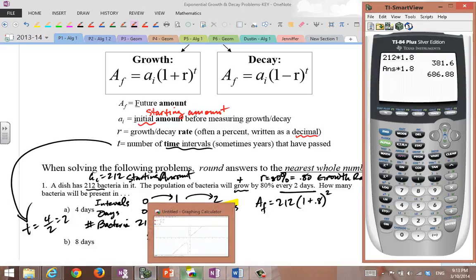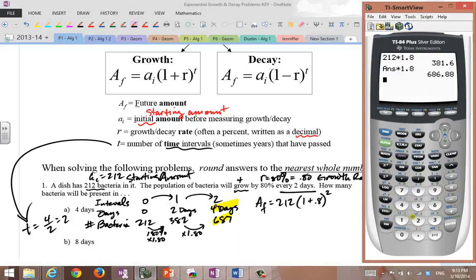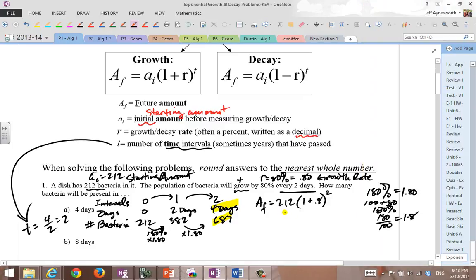Now watch this on the calculator. I'm going to get the same answer, but in this one single calculation, I'm going to take 212, multiply it by 1 plus 0.8, which is 1.8. Just type in 1.8 instead of 1 plus 0.8. Raise it to the second power, or you can hit that squared button and hit enter. And notice that we get the same value. So about 687 bacteria after 4 days. And that's the fastest way.